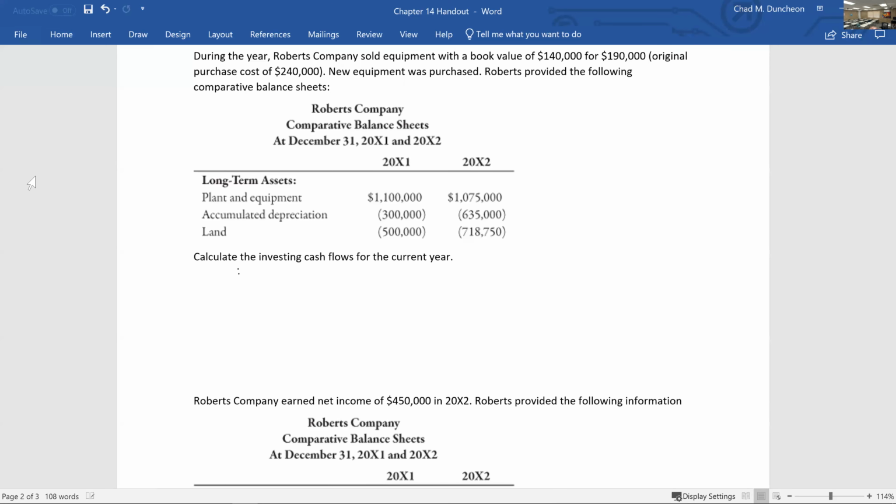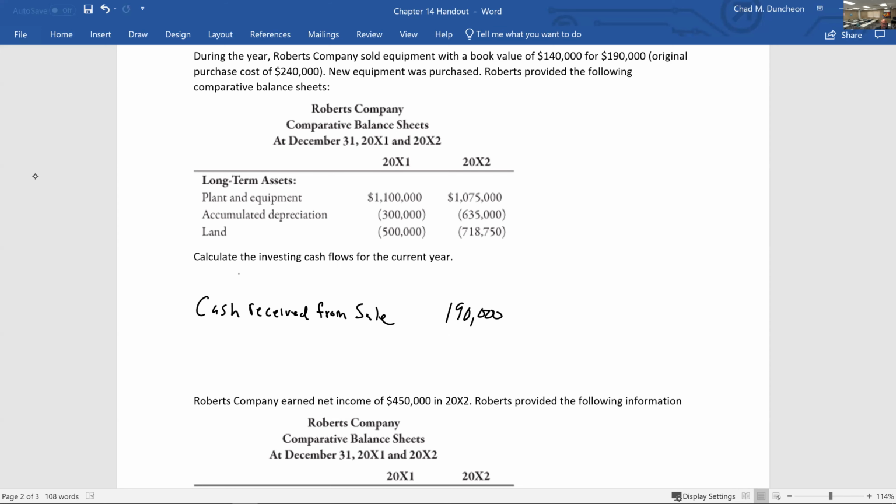All right, so now during the year, Robert's company sold, we got some information. We sold equipment with a book value of 140 for 190,000, original purchase cost of 240. New equipment was purchased. Okay, calculate the, so down in this little section down here, I'm going to do our investing section. I'm going to have to do some intermediate calculations up here too. But look, we received some cash from a sale. So we're looking exactly at cash. So we got 190,000 from the sale of the equipment.